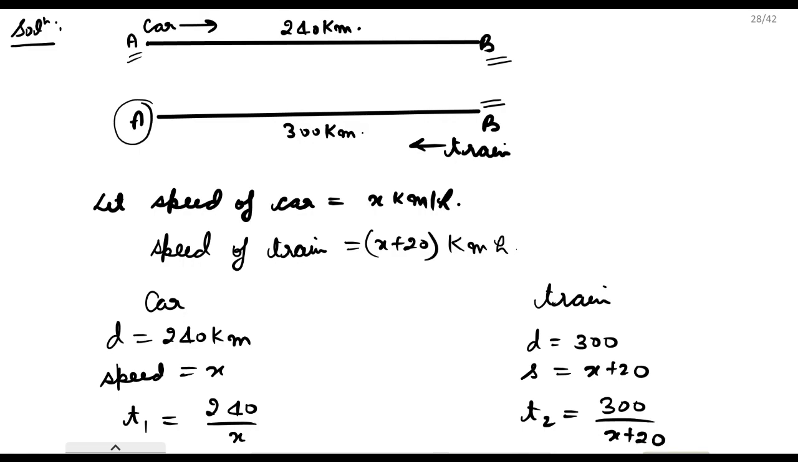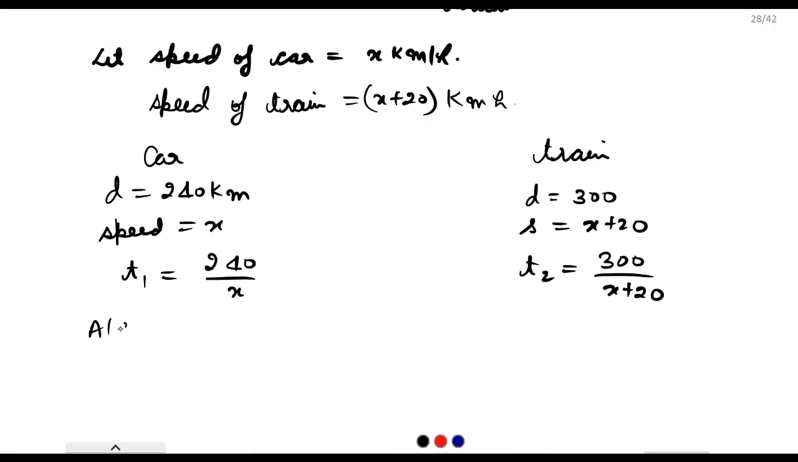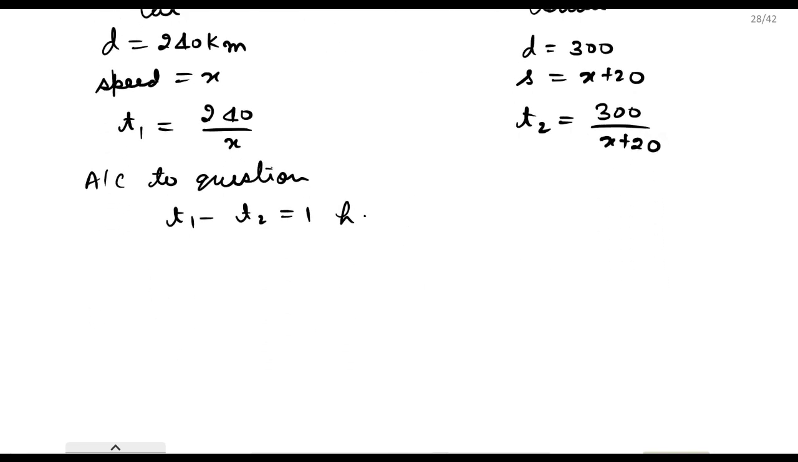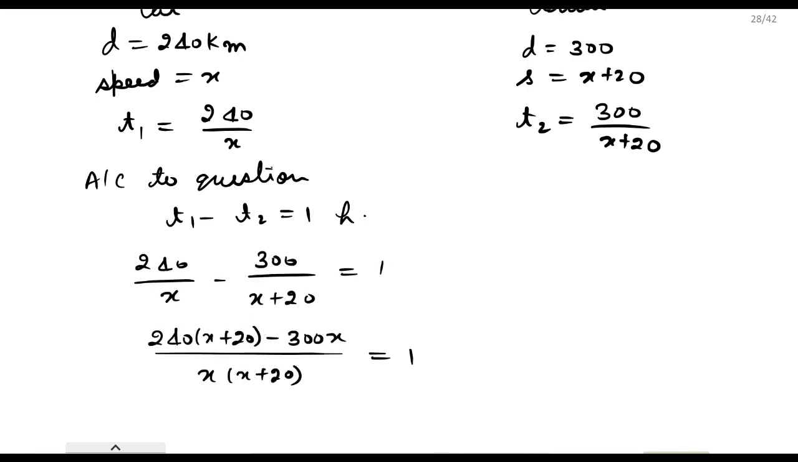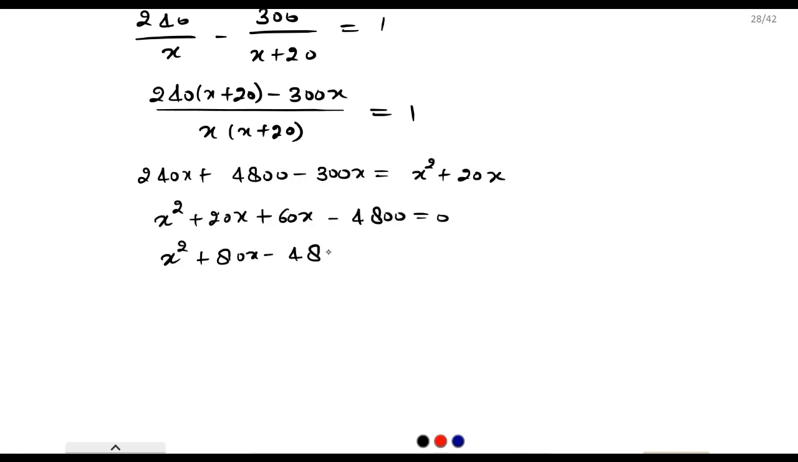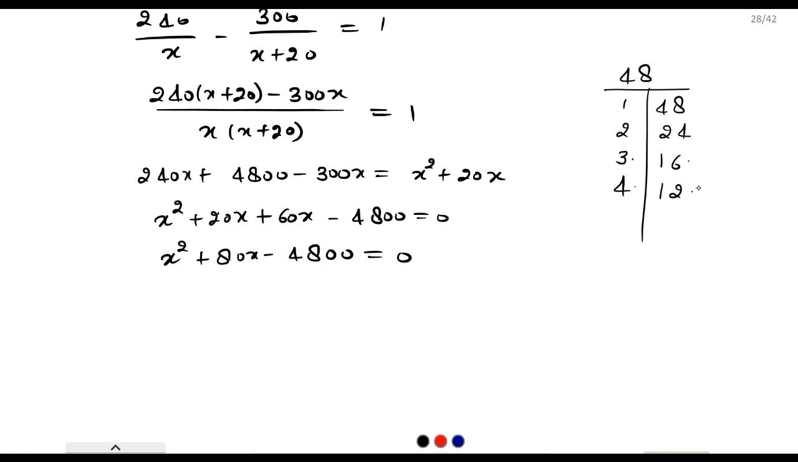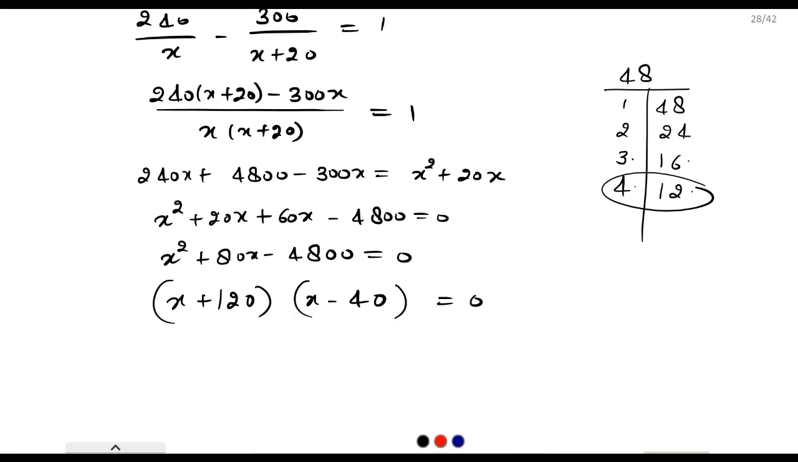And according to the question, T1 minus T2 is equal to 1 hour because train takes 1 hour less than that of car. Put the values of T1 and T2 and solve this. X square plus 80x minus 4800 is equal to 0. Now factorize this. Required numbers are 120 and 40 and required factors are x plus 120 and x minus 40 is equal to 0.